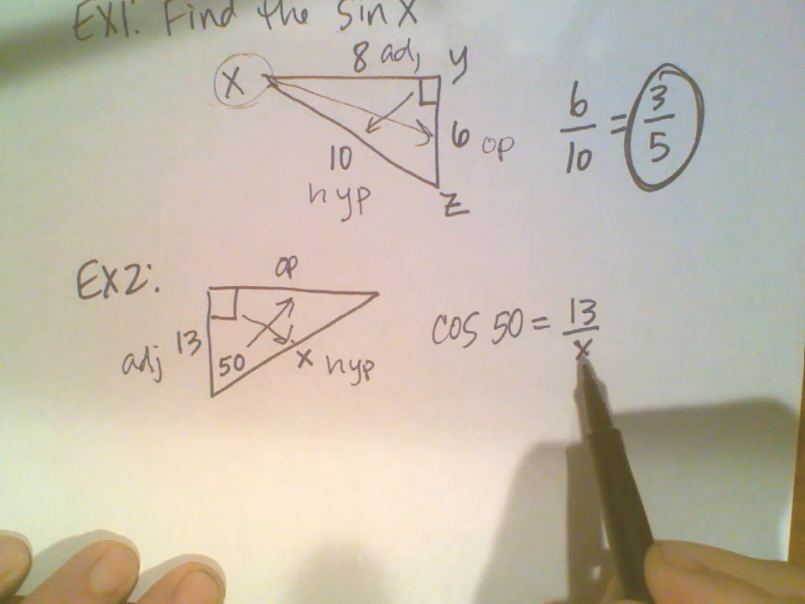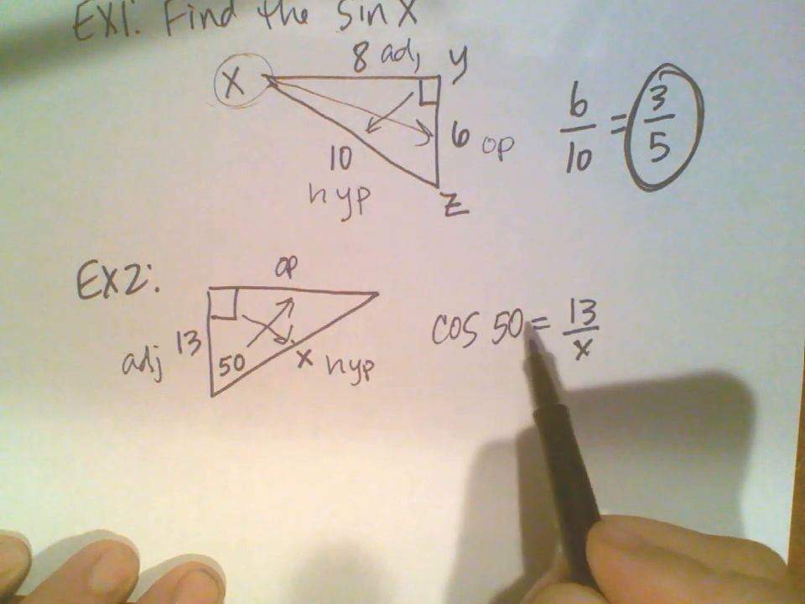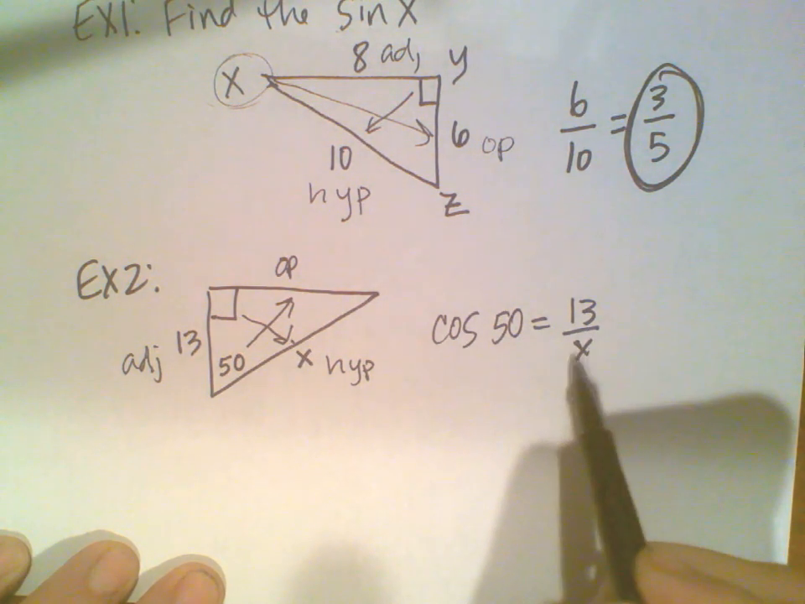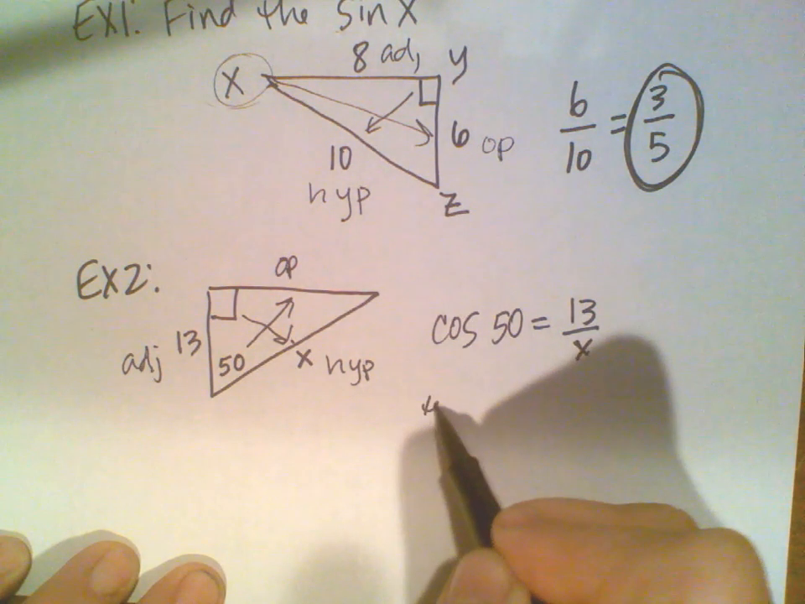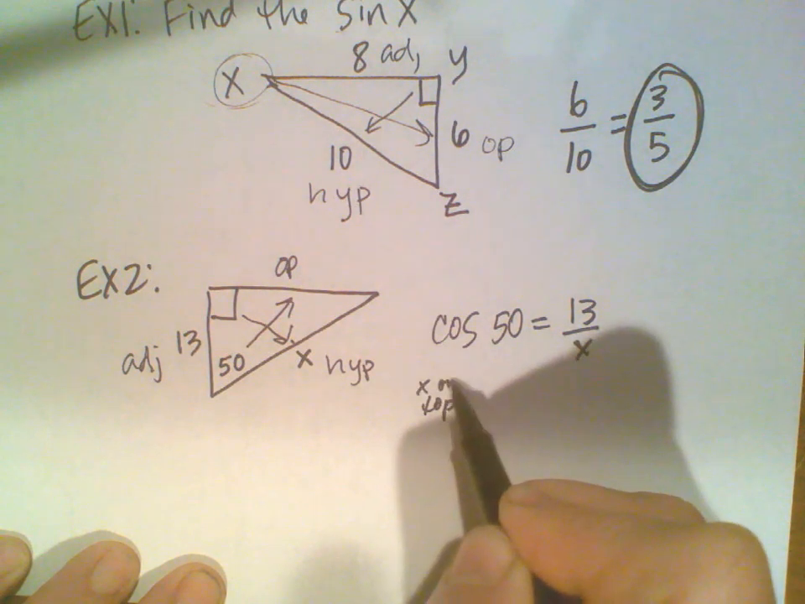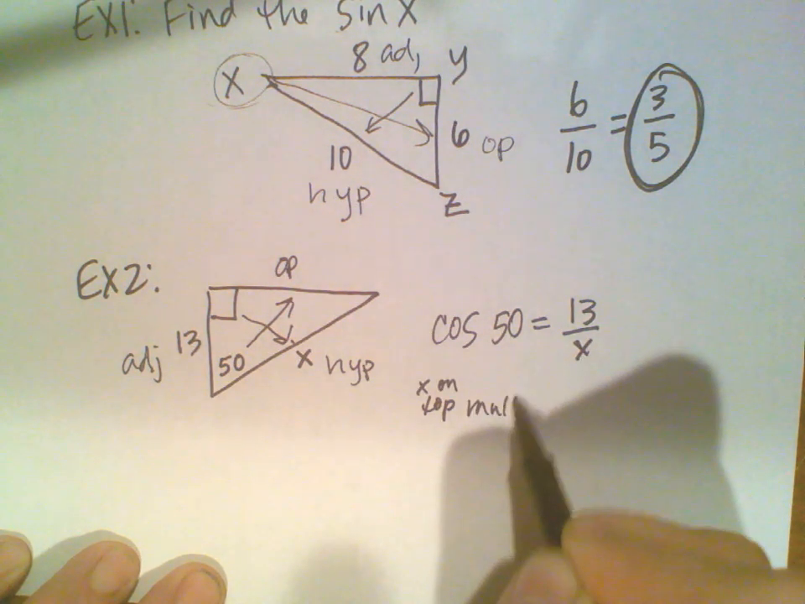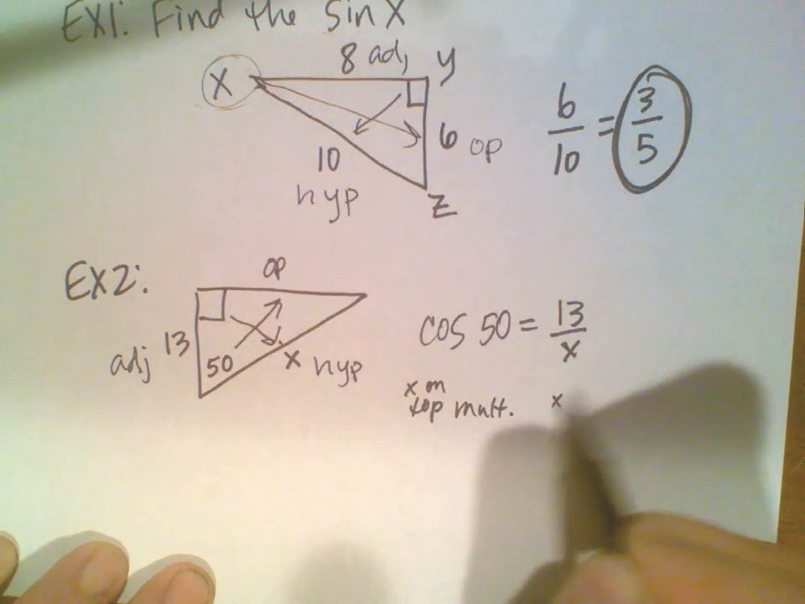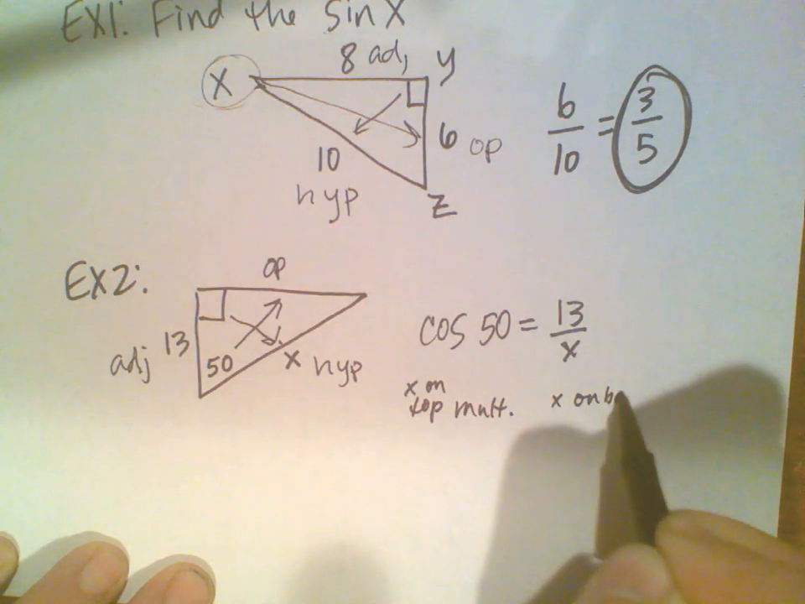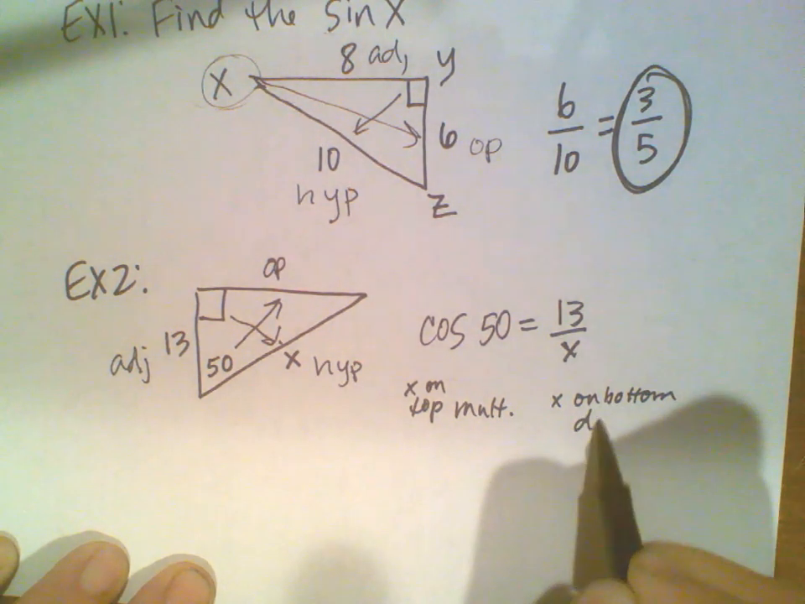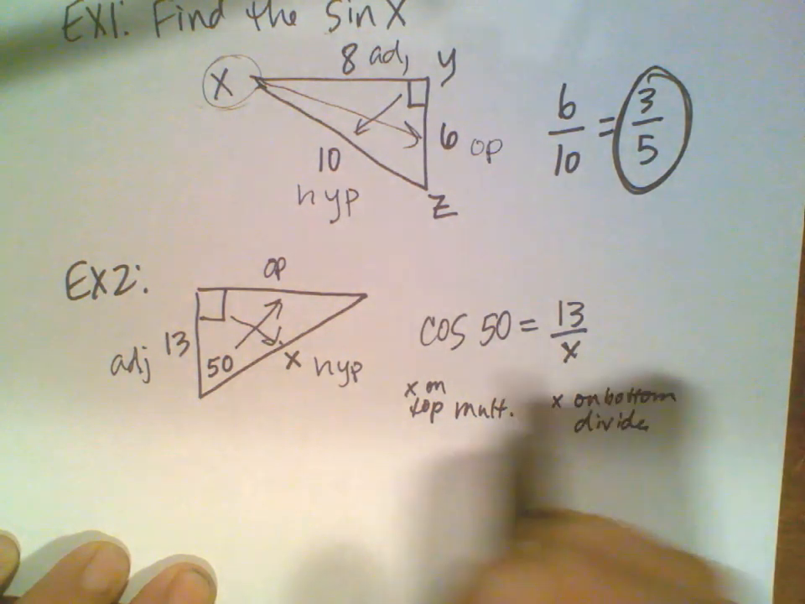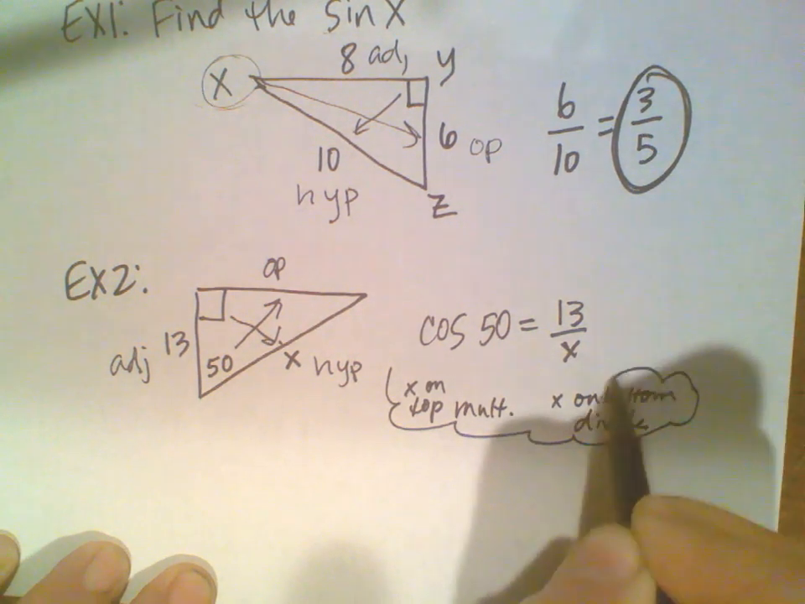It's x is in the bottom. I have to divide the two numbers that are here. And because x is in the bottom, this one is a divide. So x on top, multiply. X on the bottom, divide. Again, something else that you might want to jot down. This is an important thing to remember.